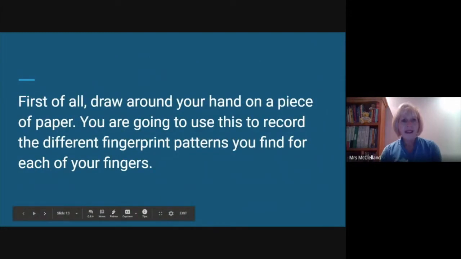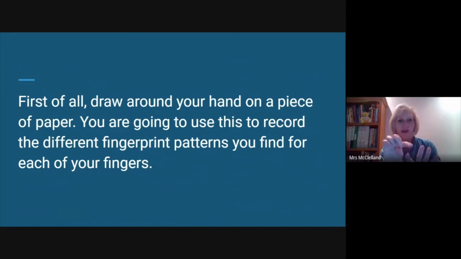First of all, the best thing to do is draw around your hand on a piece of paper. You're going to use this to record the different fingerprint patterns you find for each of your fingers. I would suggest to draw around the hand that you don't write with. So if you're right-handed, put your left hand on a piece of plain paper and draw around the fingers. Spread your fingers out so it's easy to draw in between them. If you're left-handed, it's the opposite way around. Put your right hand on the piece of paper and draw around.